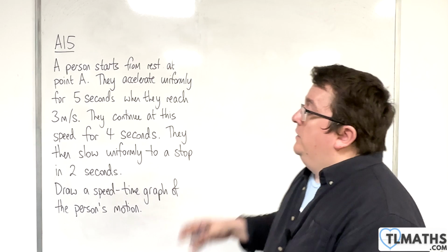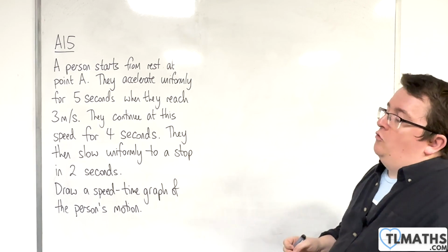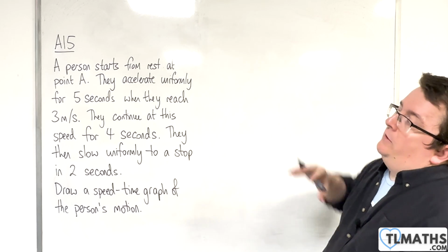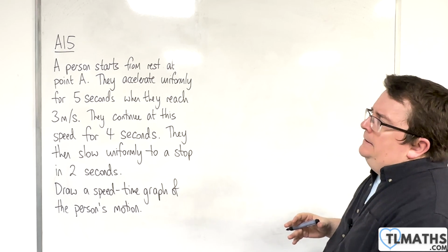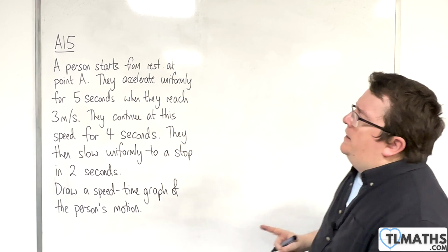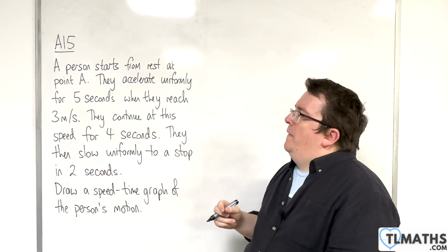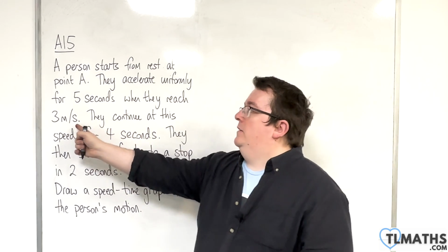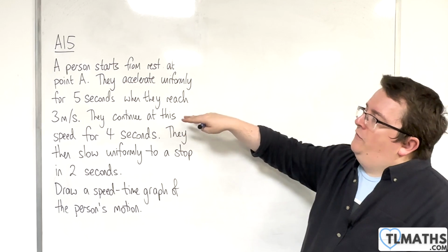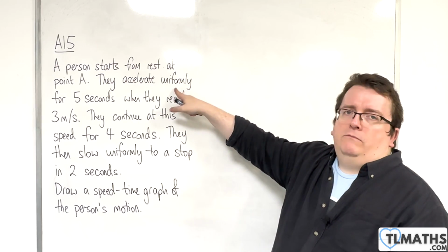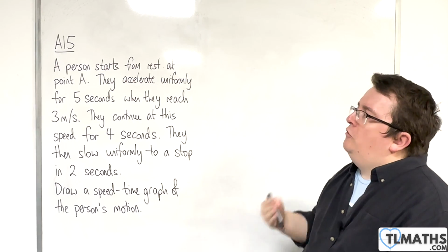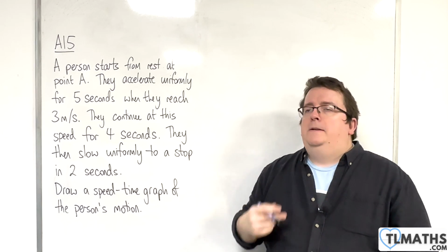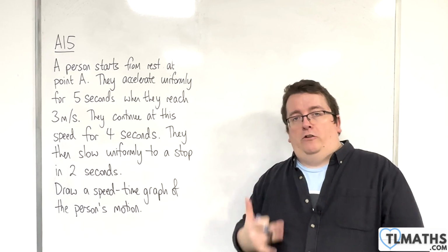So in this video we're going to be drawing a speed time graph. A person starts from rest at point A. They accelerate uniformly for 5 seconds when they reach 3 meters per second. So before we go any further, key terminology here, accelerating uniformly, that means that it's a constant acceleration.